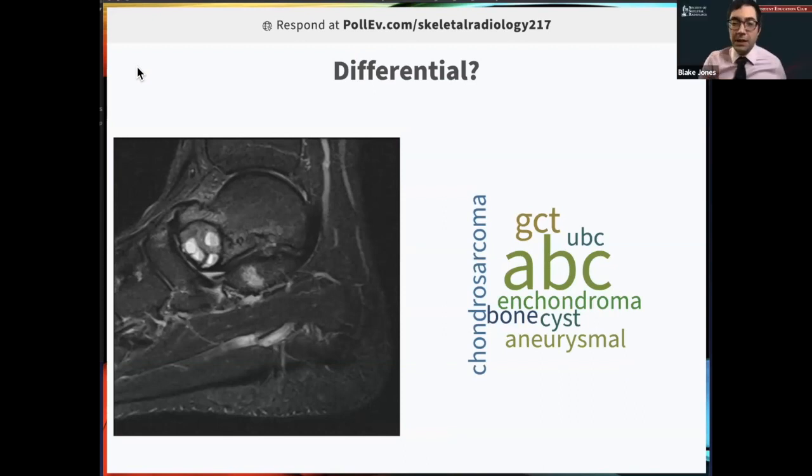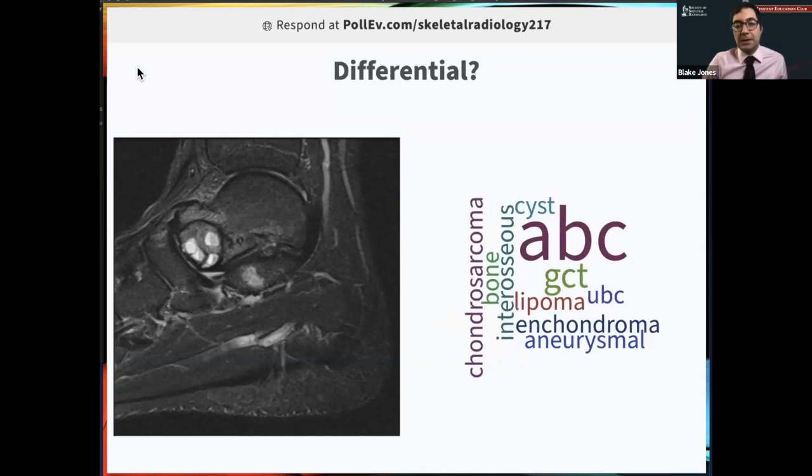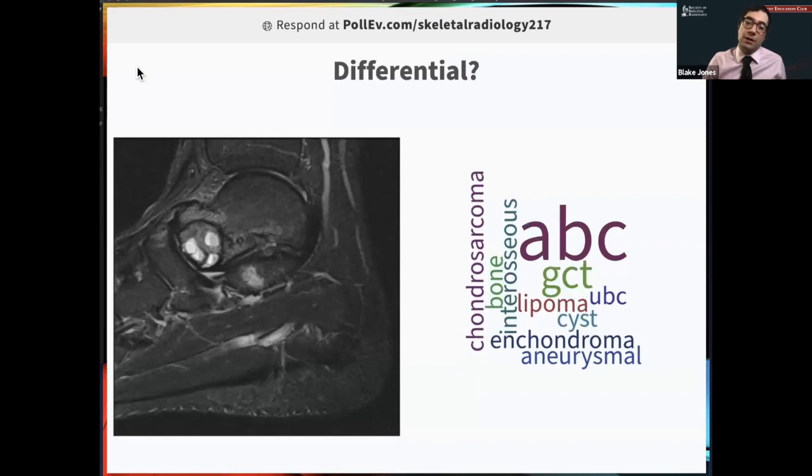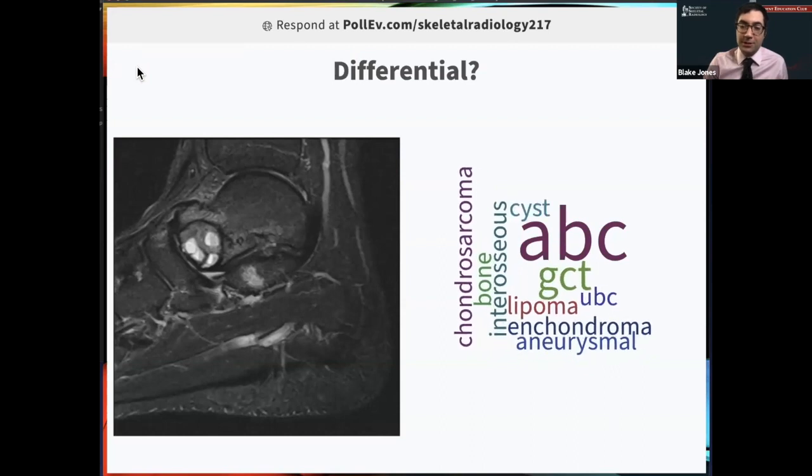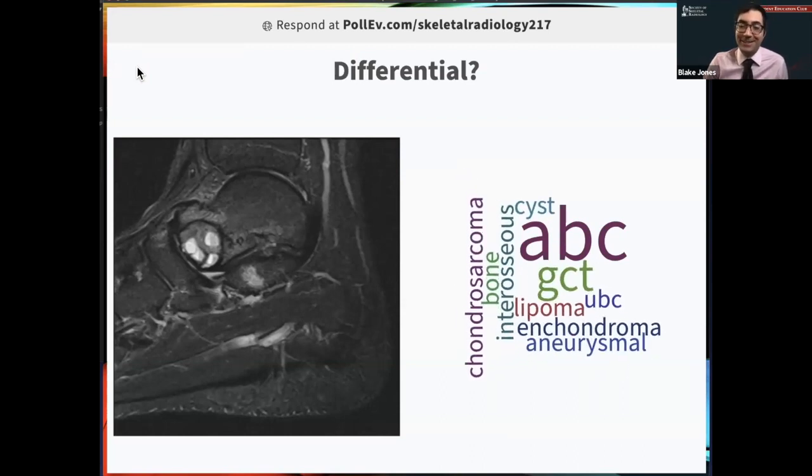Okay, awesome. So I like all the choices you guys are coming up with: giant cell tumor, aneurysmal bone cyst, chondroma, bone cyst, chondrosarcoma, interosseous. I didn't really realize that Pull Everywhere likes to shuffle around the words quite so much. So it's a little hard to see some of them. I also saw a chondroblastoma come up in the chat.